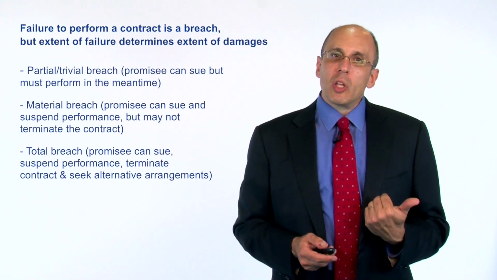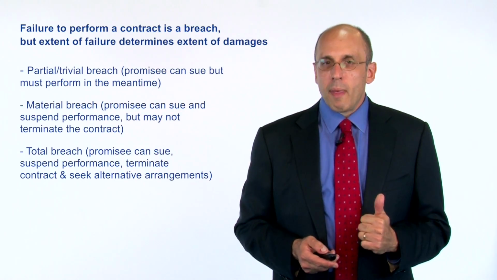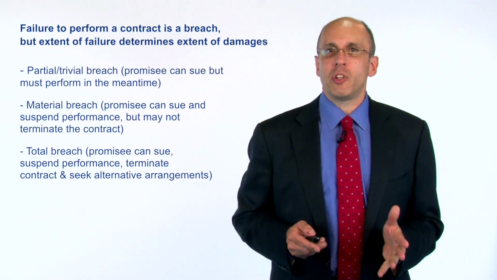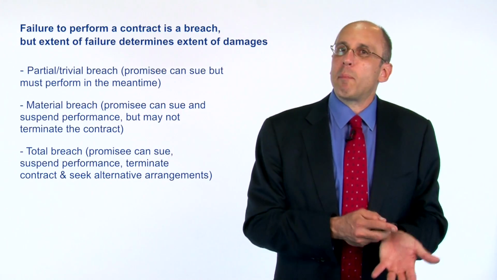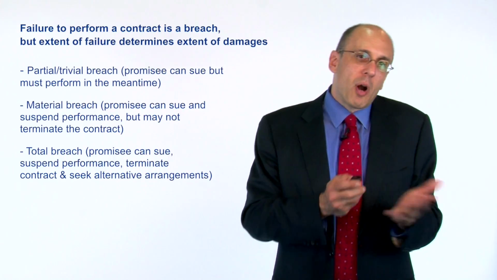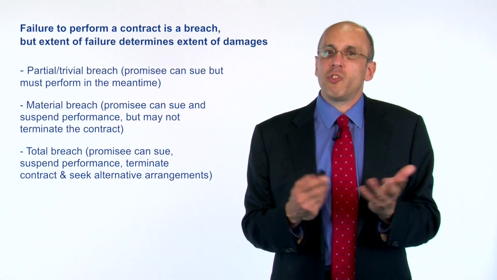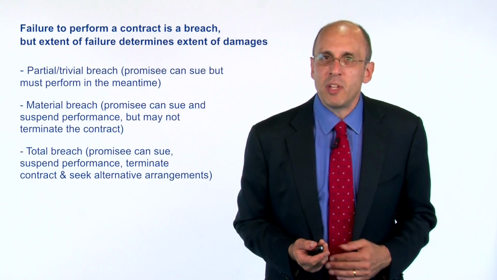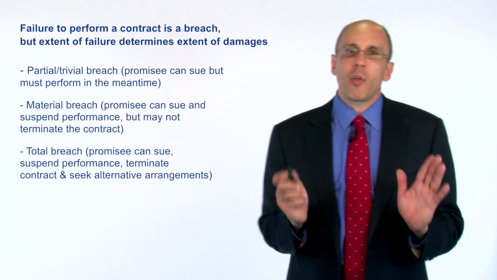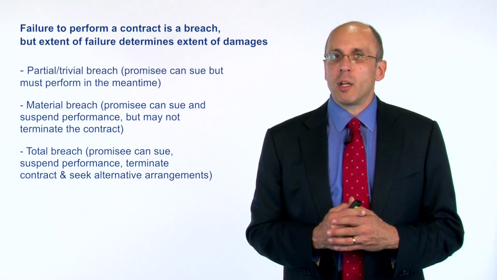So first of all, the failure to perform a contract is a breach, but the extent of the failure determines how much damages. So for example, if there's been a partial breach, or perhaps even a trivial breach, the promisee can sue, but the promisee has to perform in the meantime. They can't withhold their part of the bargain.